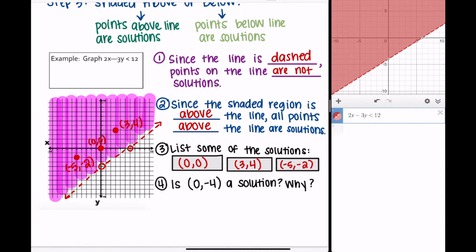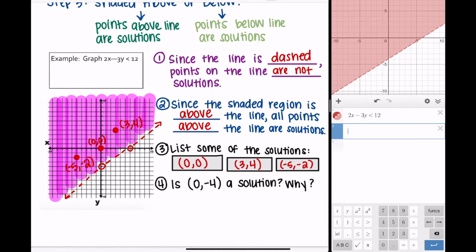Now, is 0, negative 4 a solution, and why or why not? When I look in Desmos, to be precise, I want to see the point 0, negative 4. If that point wasn't already there for us, we could type in our parentheses and then 0, negative 4, and it would graph that point for us, and we could label it if we want to. So now that point, is it a solution? Why or why not?